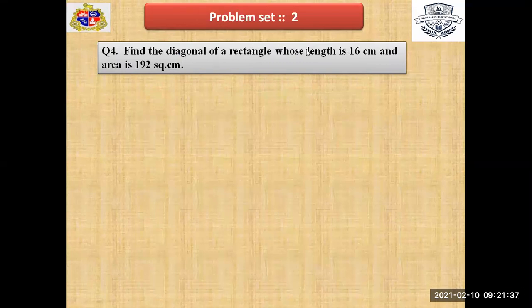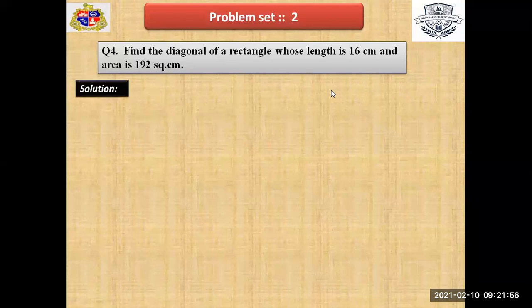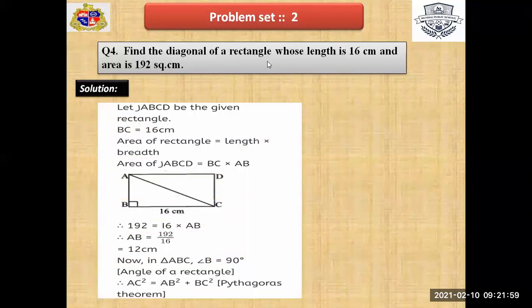In the previous question, length and breadth were given, so we directly applied the Pythagoras theorem and found the diagonal. But here, find the diagonal of a rectangle whose length is 16 centimeter and area is 192 square centimeter. Here, since the word area is used, we write the unit as square centimeter. Okay. So see student, first we draw the rectangle.